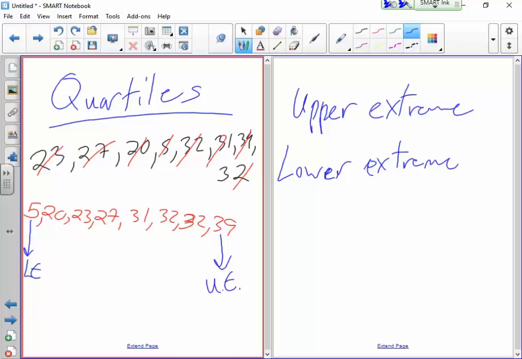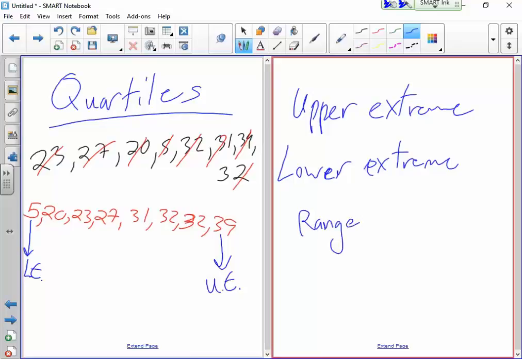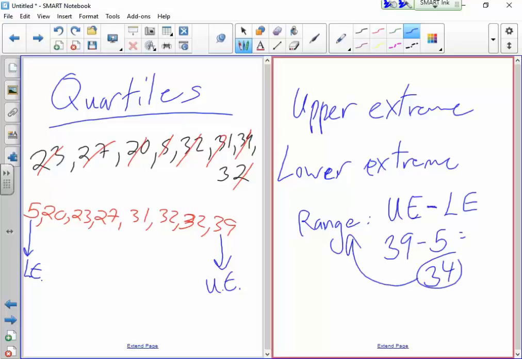Is everybody okay with this? Any questions about how I find my upper and lower extreme? Now, upper and lower extreme are really useful for when I find my range. Remember that your range is your upper extreme minus your lower extreme. So in this case, it'd be 39 minus 5, which would give us 34. And 34 would be my range. Are you okay with that?